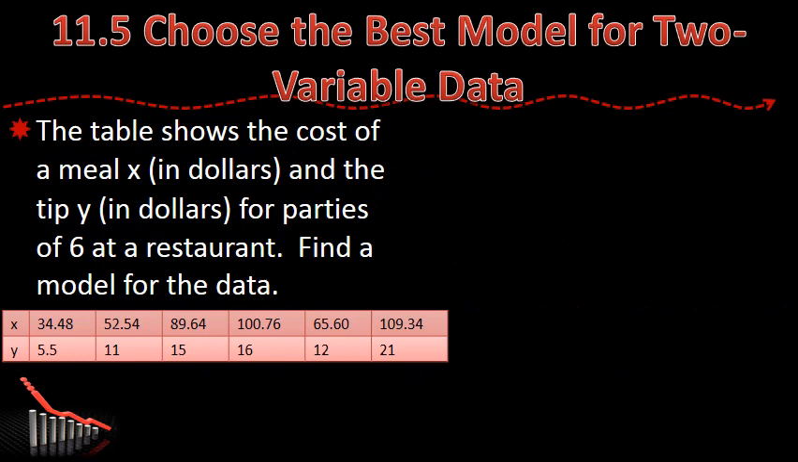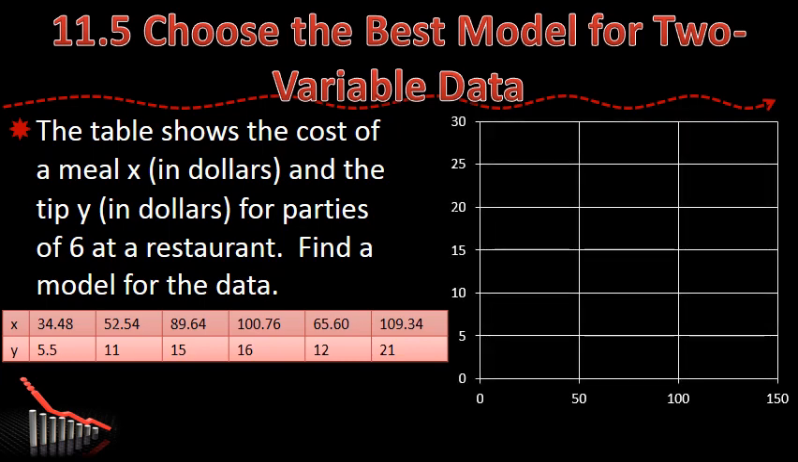Our first example. This table shows the cost of a meal, X in dollars, and the tip, Y in dollars, for parties of 6 at a restaurant. Find a model from the data. Okay, so the first thing we need to do is make a scatter plot. So graph all the points. And we look at that and say, well, it could be cubic, or it could be linear.